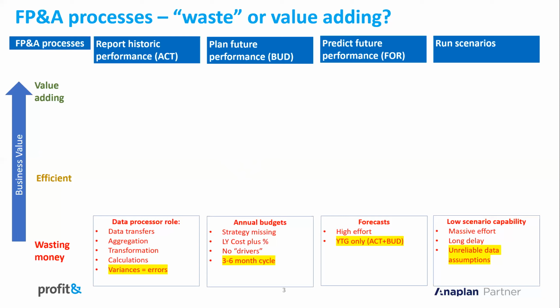So if we look at the reporting historic performance process, there's typically an enormous amount of data transfer, a lot of aggregation, transformation and calculation, all done in spreadsheets, multiple spreadsheets. And a very typical attribute of this is the variance analysis commentary really talks about correcting errors more than it does explain the reason for the business being the way it is.